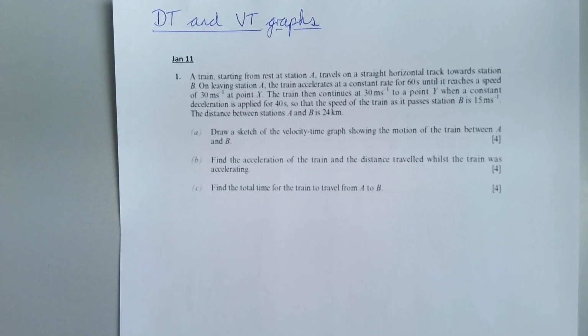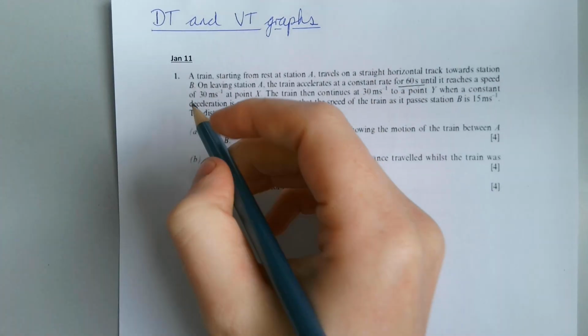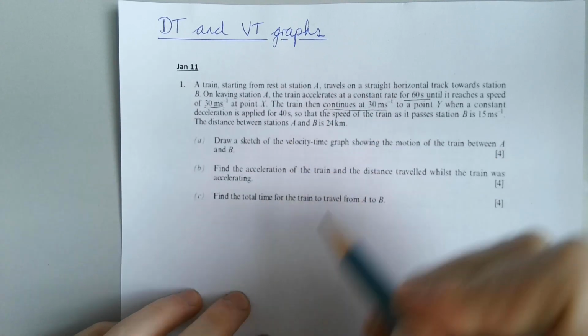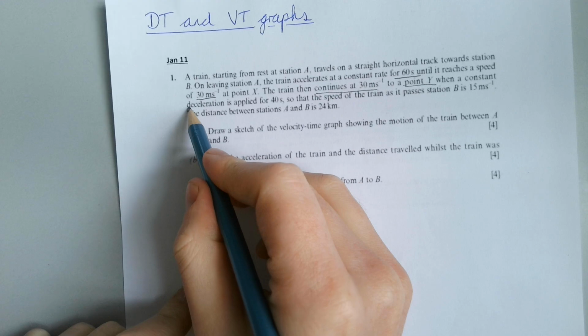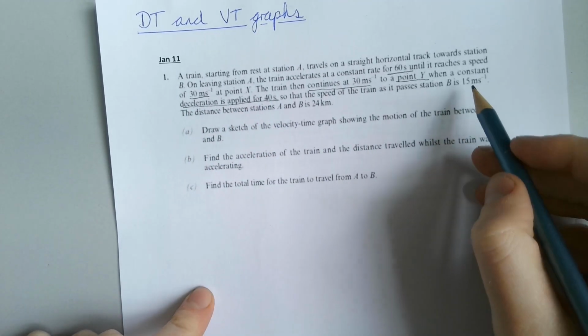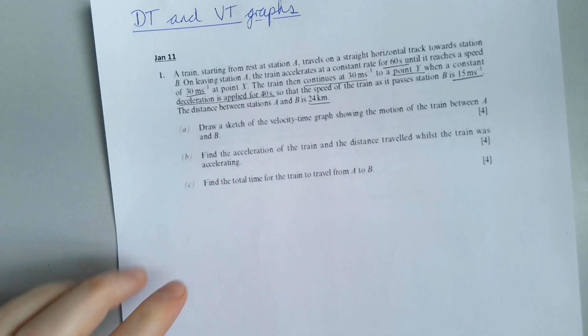Okay, so it says that a train starting from rest at station A travels on a straight horizontal track towards station B. On leaving station A, the train accelerates at a constant rate for 60 seconds until it reaches a speed of 30 meters per second at point X. The train then continues at 30 meters per second to a point Y when a constant deceleration is applied for 40 seconds, so that the speed of the train passes station B at 15 meters per second. The distance between stations A to B is 24 kilometers.